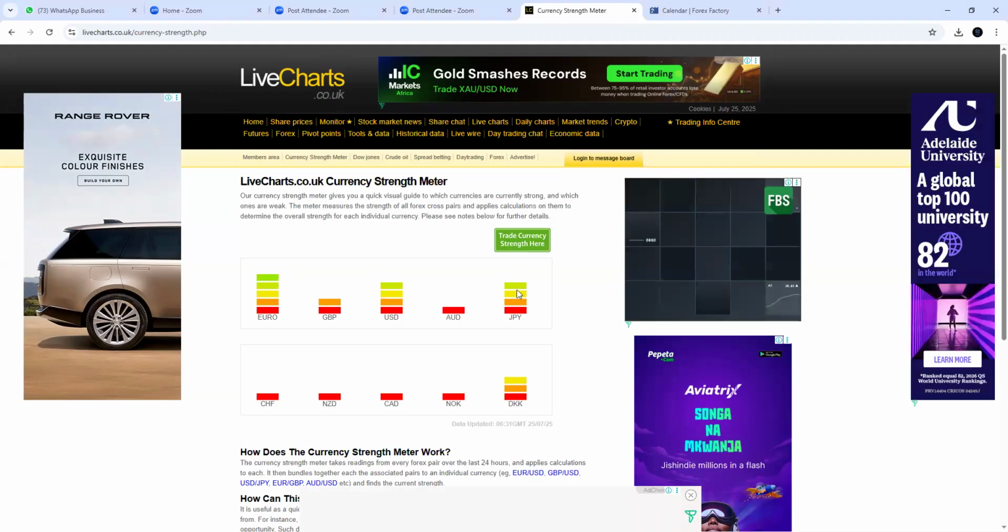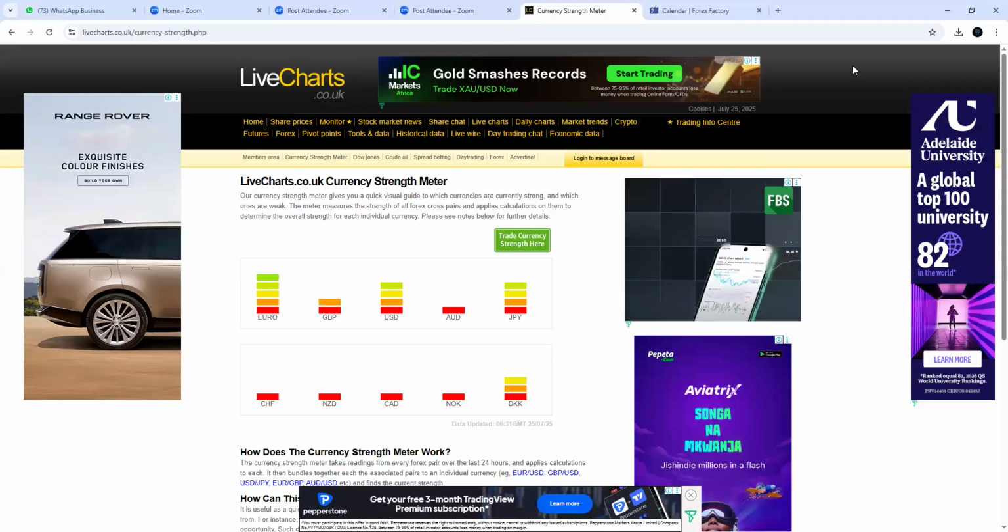So this site is going to assist you to make better decisions, especially when it comes to understanding how the currencies are moving and the strength of the market, and that can easily help you know which direction to take in this particular market. That is very important, and you can easily just go to Chrome, type currency strength meter, and it's going to give you about 2 sites, but I normally like livecharts.co.uk currency strength. That is what I like.